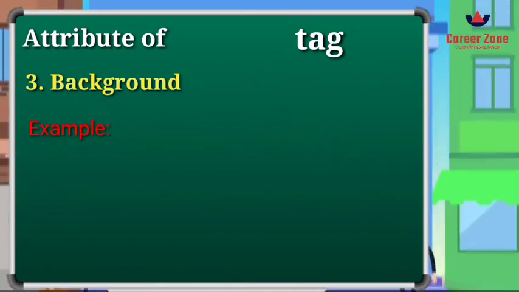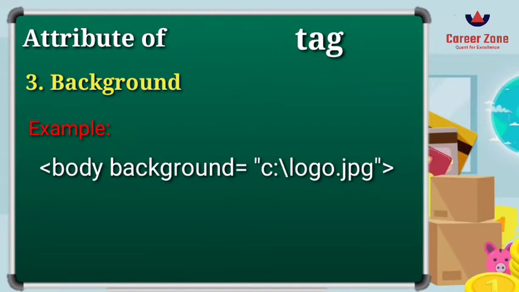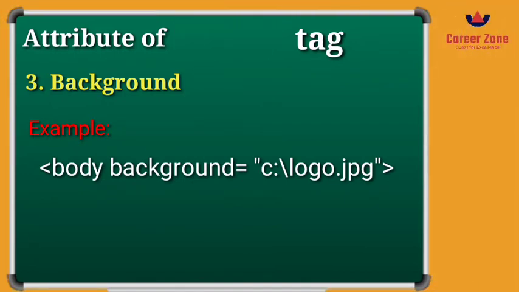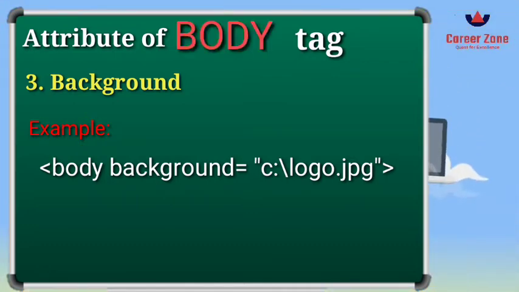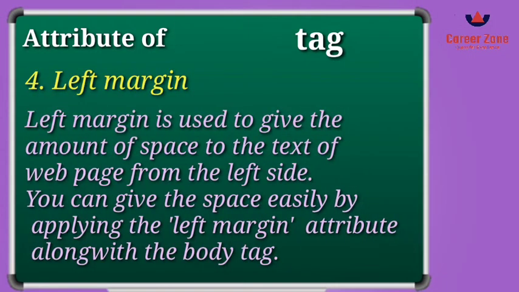How will you write it? Body space background equal to the full location of the image where it is present inside your computer or your mobile. The fourth attribute of the body tag is leftmargin.